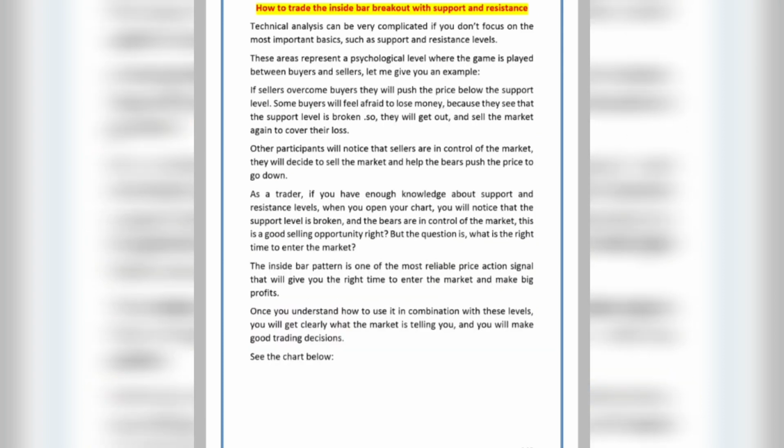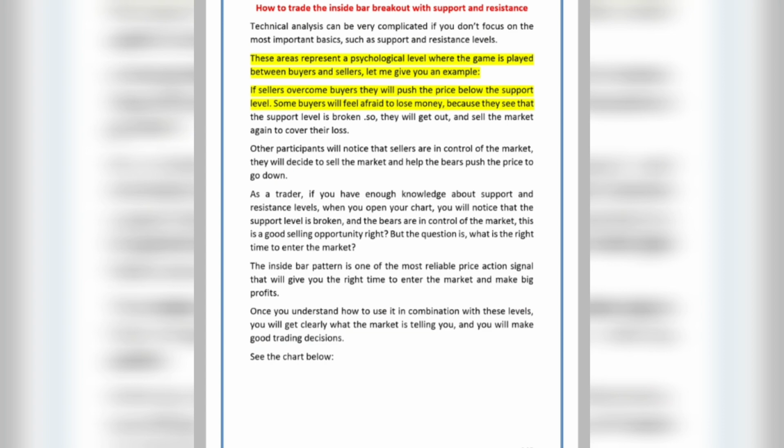How to trade the inside bar breakout with support and resistance. Technical analysis can be very complicated if you don't focus on the most important basics, such as support and resistance levels. These areas represent a psychological level where the game is played between buyers and sellers. Let me give you an example.